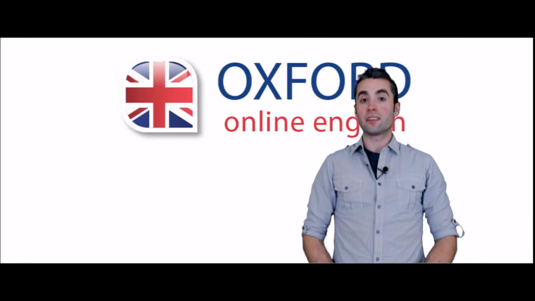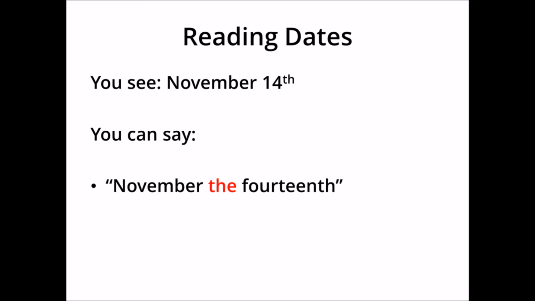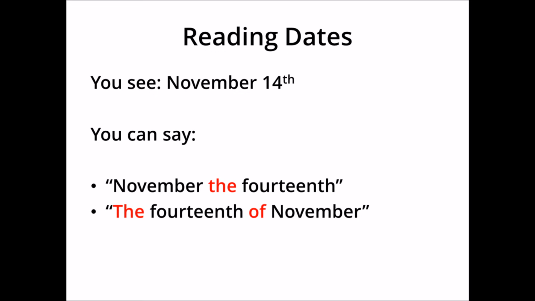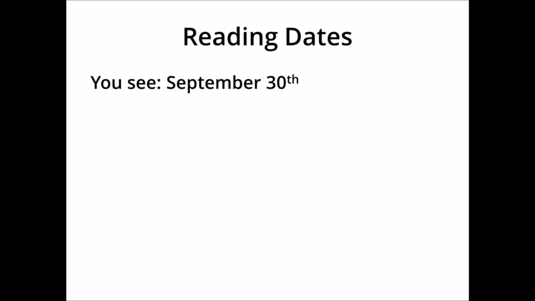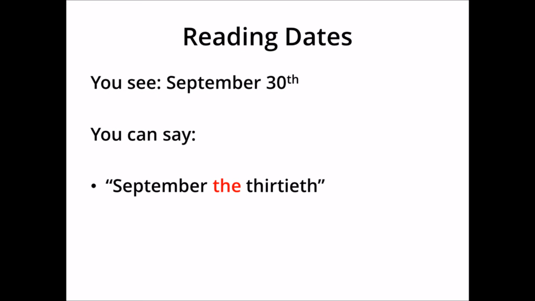Let's start with an example. So you see this. How can you say it? Actually, there are two possibilities. You can say November the 14th or the 14th of November. Let's do one more example. You see this. How can you say it? Again, the same two ways. September the 30th or the 30th of September.